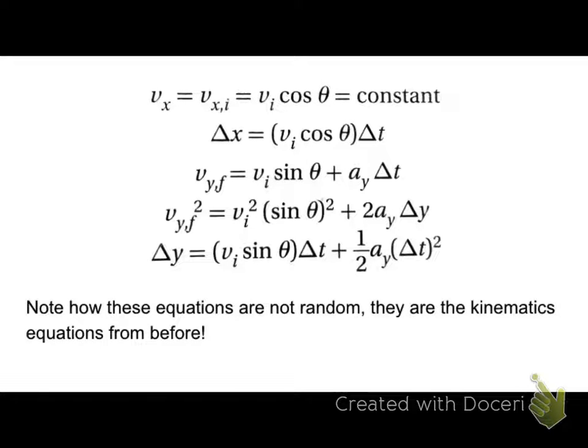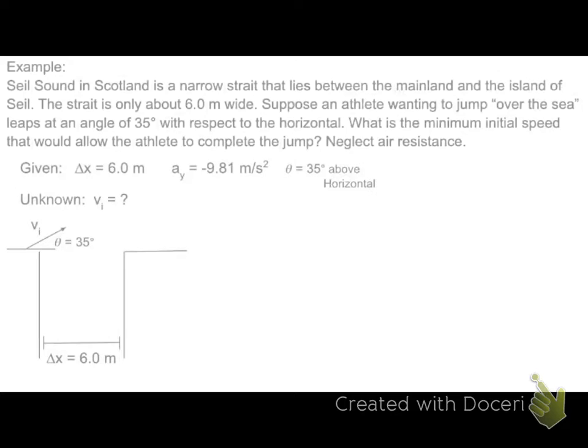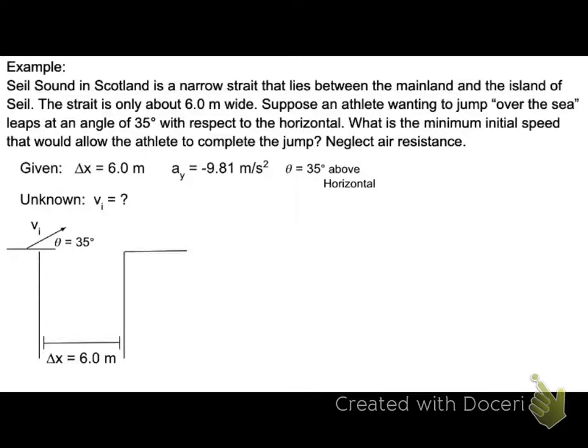Like I said, note the equations are not random. They are the kinematics equations from before with these values subbed in. Okay? So, let's just run an example with it. Seal Sound in Scotland is a narrow strait that lies between the mainland and the island of Seil. That strait is only about 6 meters wide, which is pretty cool. It's not a super large distance.